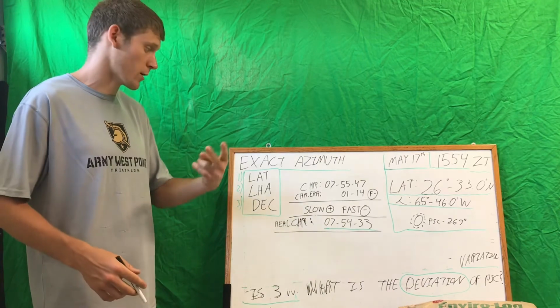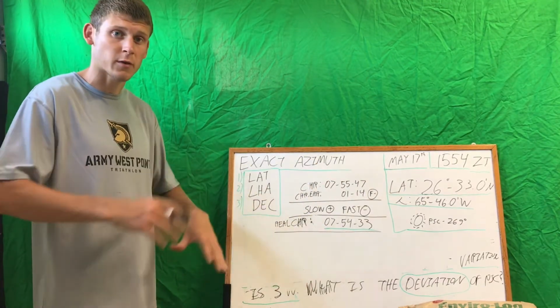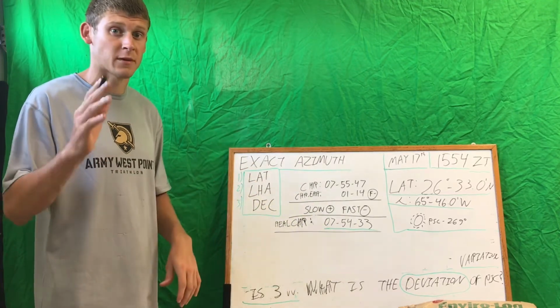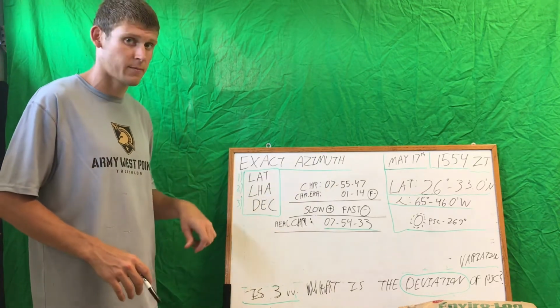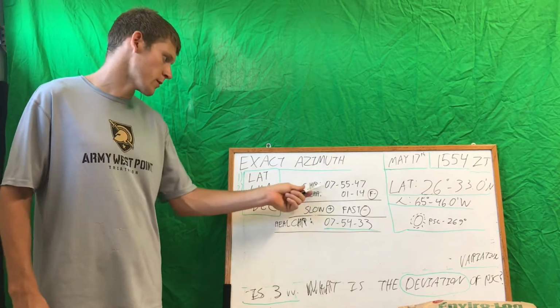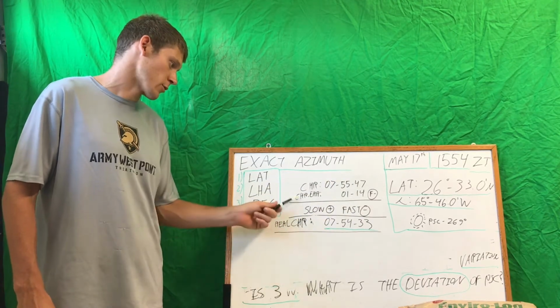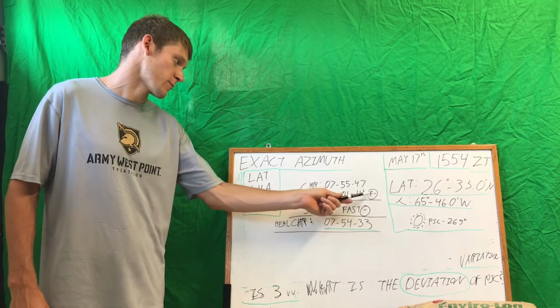Like I said, we need to find the time, and the problem gave us a chronometer error and a zone time, so we need to use all those numbers together to figure out what our GMT time is, specifically up to the second. That's how accurate we have to be with an exact azimuth. So our chronometer reads 07 hours, 55 minutes, 47 seconds. The chronometer error was 1 minute and 14 seconds fast.